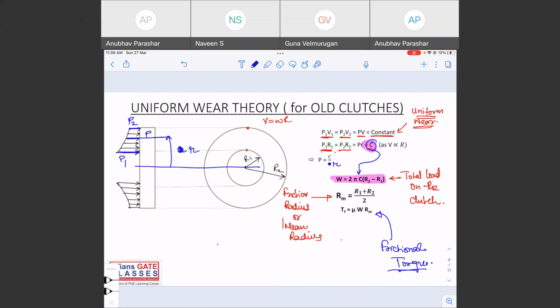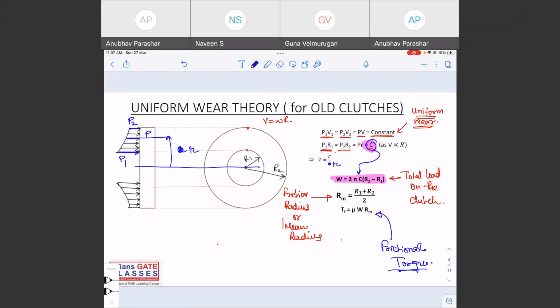You will not face any problem. Otherwise everything else is same, like the question we have done. Okay. A simple question to you: out of uniform wear theory and uniform pressure theory, which do you think will give us more torque, more frictional torque? Which theory do you think will give us more frictional torque?